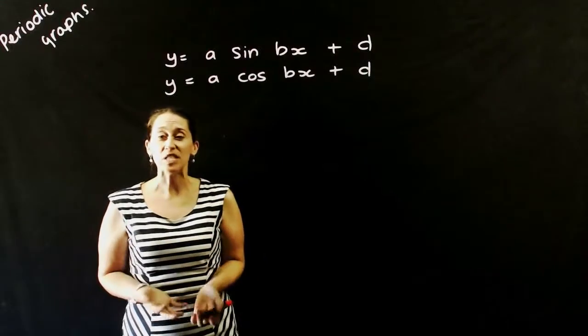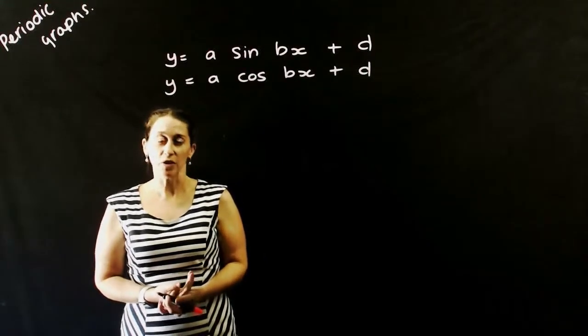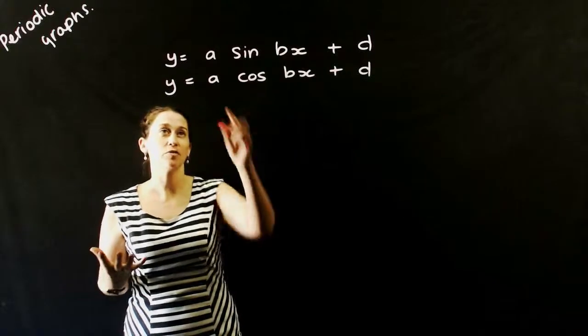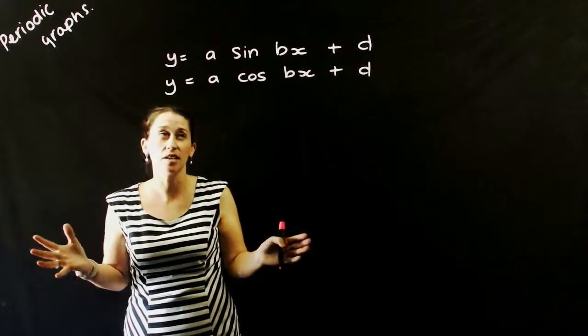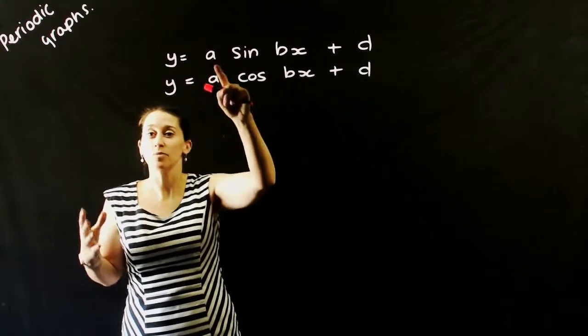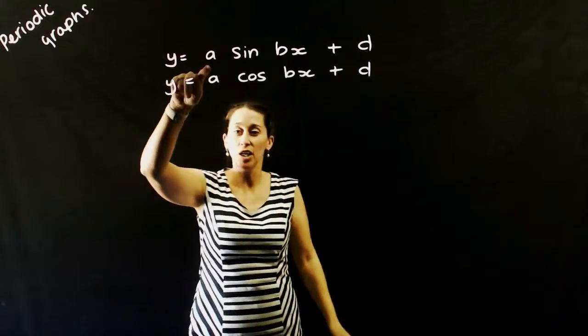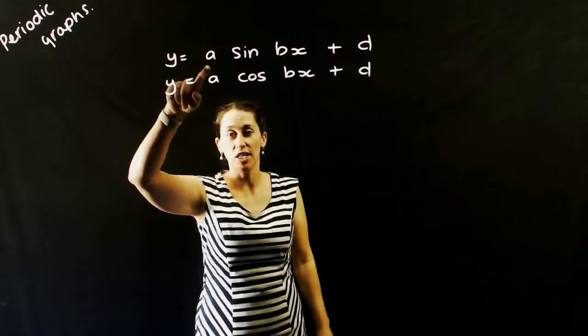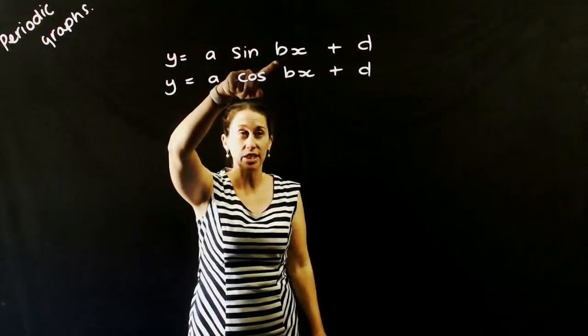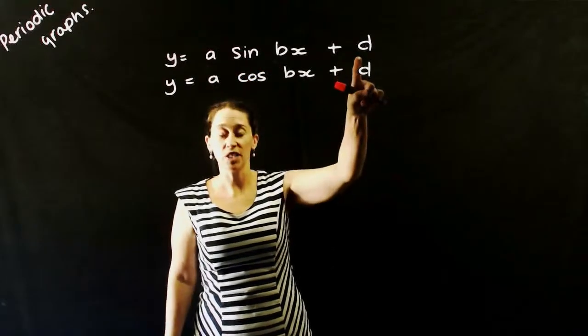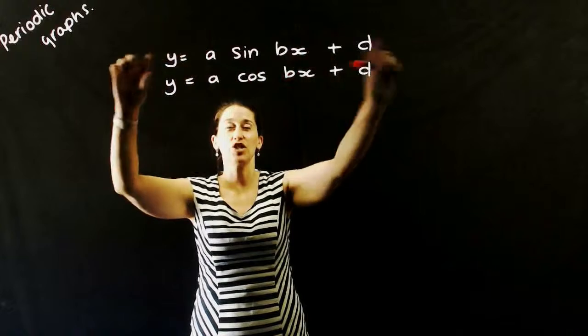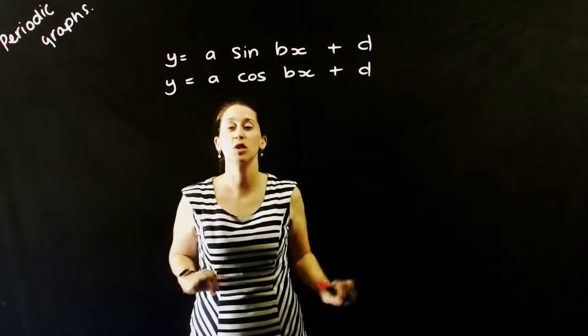In this graph, I'm going to give you some general equations for some periodic functions. The first general equation of the periodic function for sine x is when we've got some transformations occurring. So A stands for the amplitude change, B affects the period, and D is what we call a vertical shift. And you can see that I've written a general equation for sine and a general equation for cos.